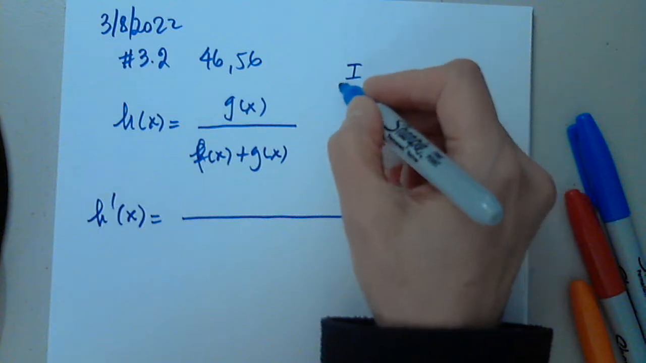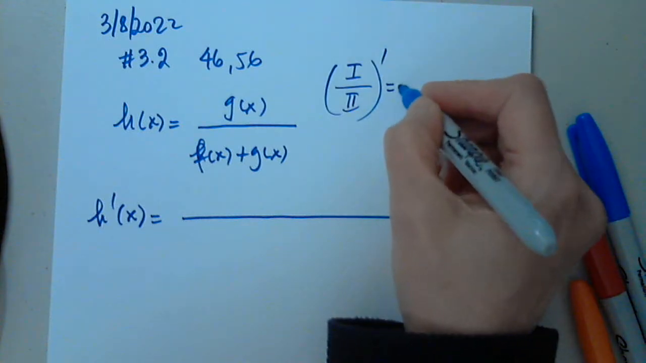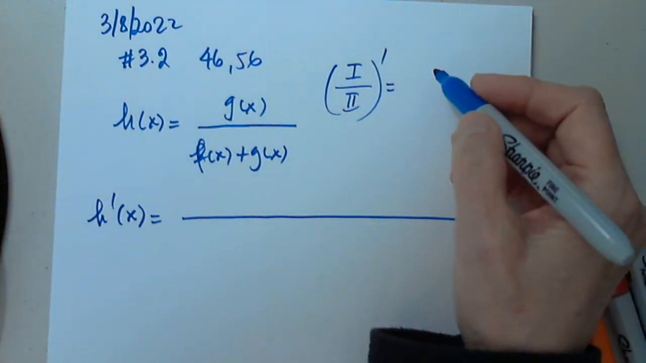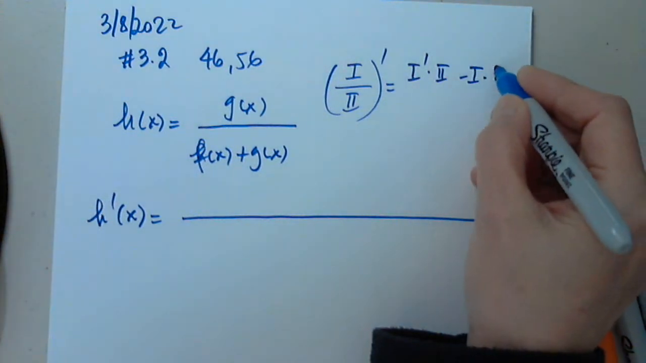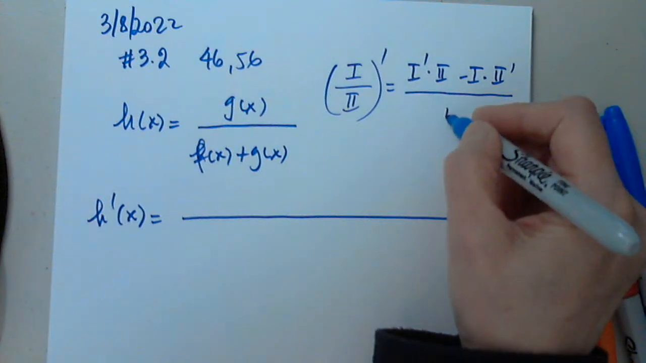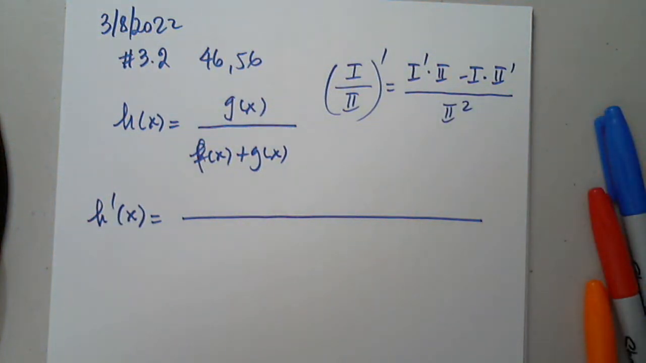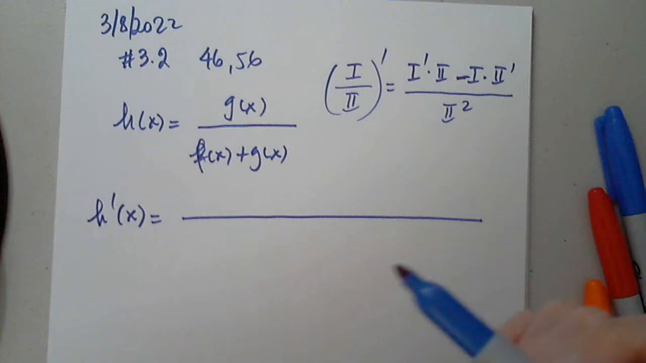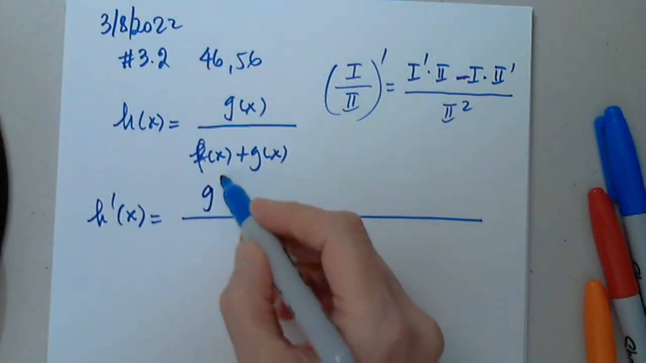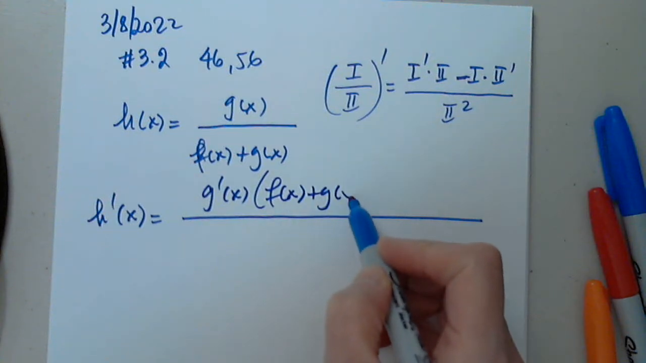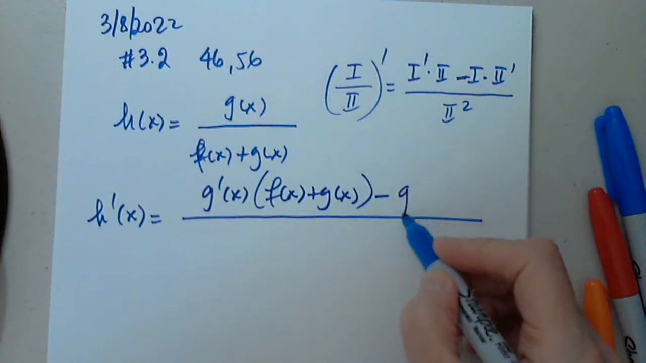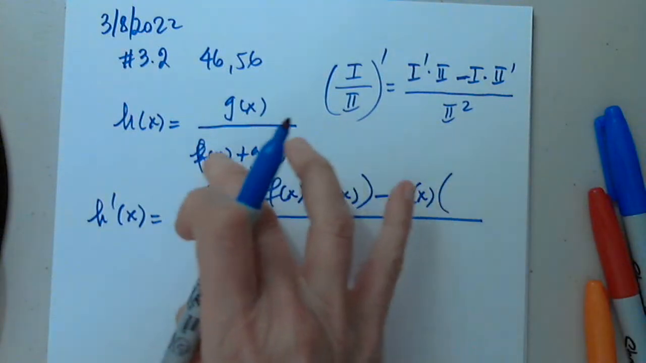So remember, this is the way I like to use it, but you can create your own style. I'm fine with that. But for me, it's easier to say 1, 2, 1, 2. But for you, something else may be easier. If it works for you, it works for me. Okay, so g prime times the second function minus g times the bottom function prime.